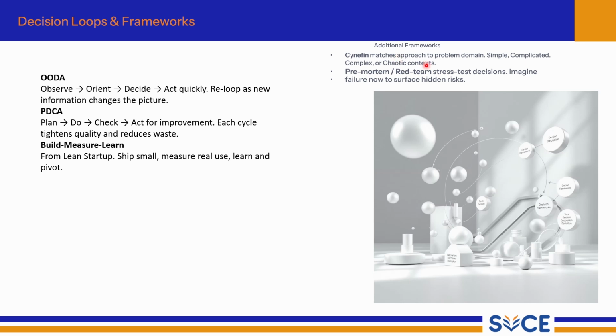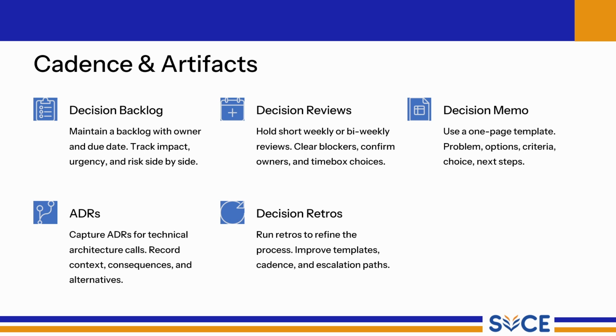Here, the additional frameworks are the Cynefin framework, which matches the decision to problem type, that is simple, complicated, complex, chaotic. Next one is pre-mortem or red teams, which stress test decisions by imagining failures early. So other frameworks like Cynefin help design based on complexity, while pre-mortems let us uncover hidden risks before they hit us. So match the method to the problem. In the next, we are going to see cadence and artifacts.